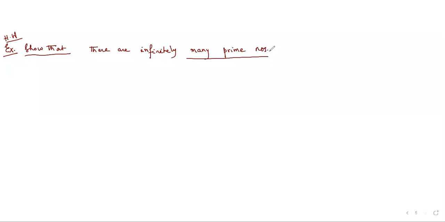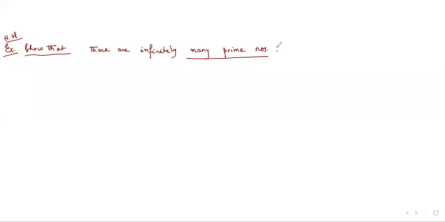Just take it as homework: show that there are infinitely many prime numbers. Now, this proof which I'm writing over here, if you find any difficulty doing this particular proof, you can ask me, I'll give you the solution.